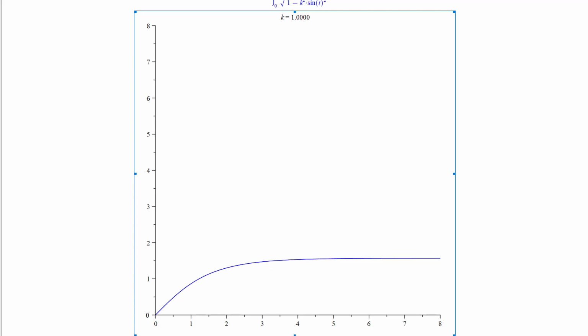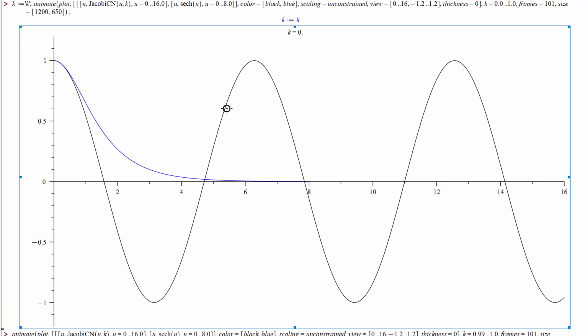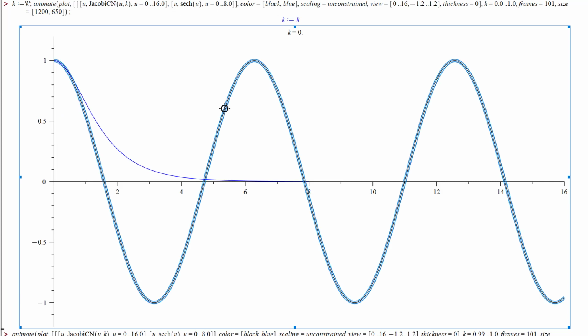Get the idea. We'll see it on paper at some point. And then as stated, to get y equals cn u graphed, just parametrically: x is u of phi, y equals cosine phi, graphs cn u. So here's a look at cn u.